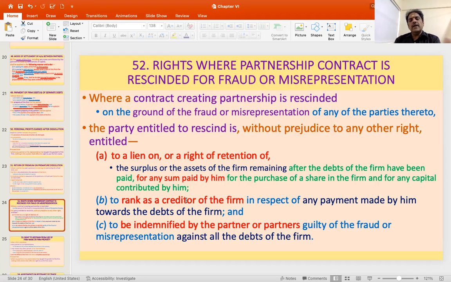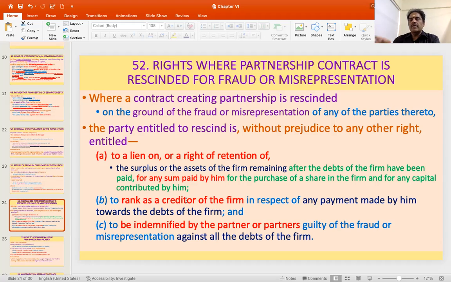Then the third is to be indemnified by the partner or partners guilty of fraud or misrepresentation against all the debts of the firm. So this person has created a fraud and he has set up this firm and he has roped him in also into the firm. Now the firm is supposed to be dissolved. So when the firm is dissolved, after payment of all the liabilities, whatever surplus and assets are there, he will be entitled to a share. Second, if he has paid up any debts in his personal capacity, now there is no more firm, so he will have to be treated as a creditor.